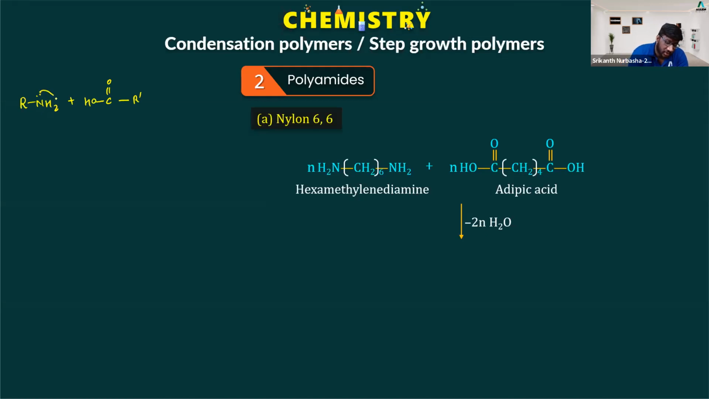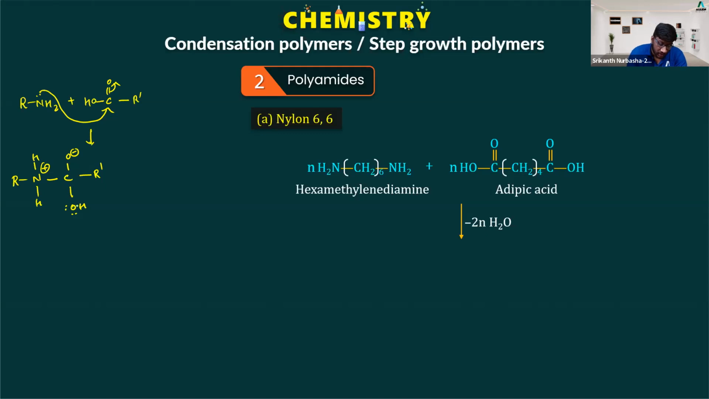The mechanistic approach is simple. The lone pair of electrons on nitrogen attacks the carbon. As soon as they attack, they form R connected to nitrogen with two NH bonds. Nitrogen has a positive charge and is connected to the carbon. The pi electrons are moved away, so carbon is connected to O minus, the OH group, and R dash.